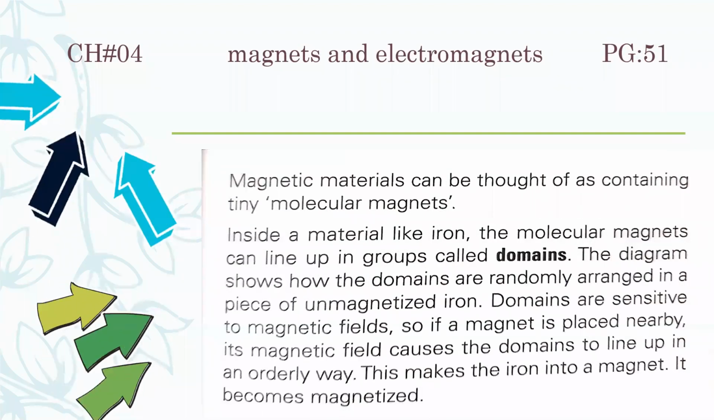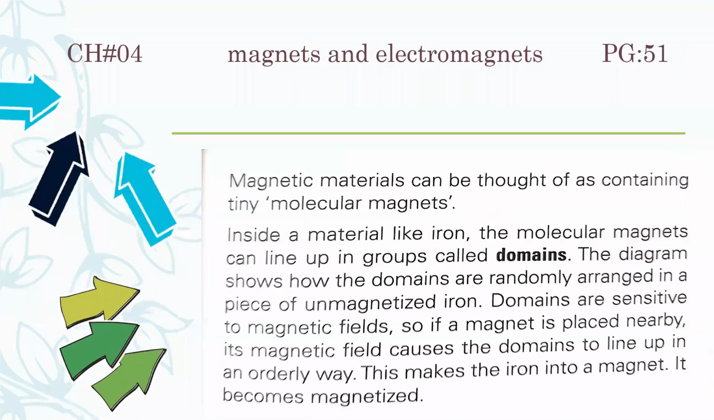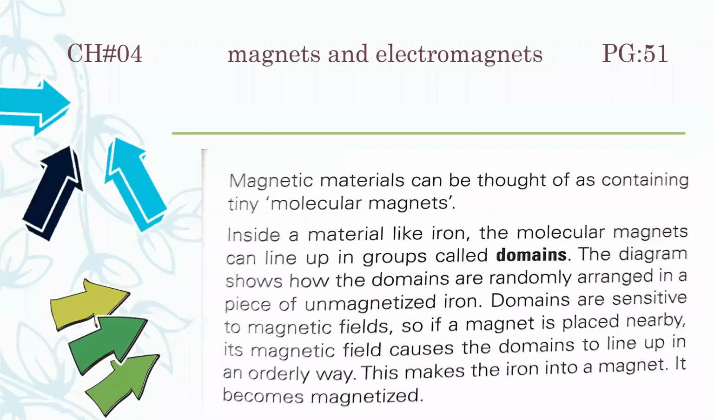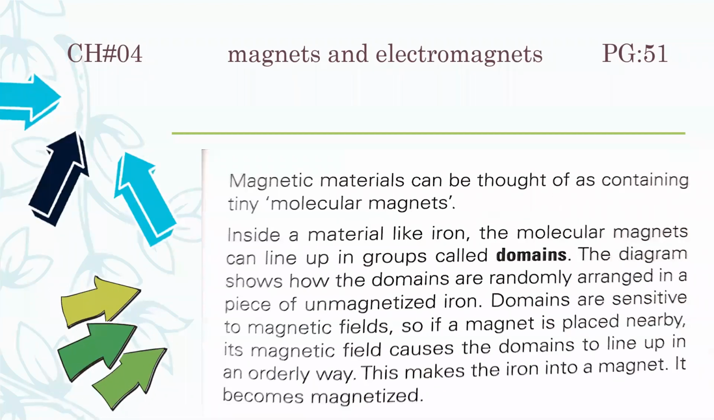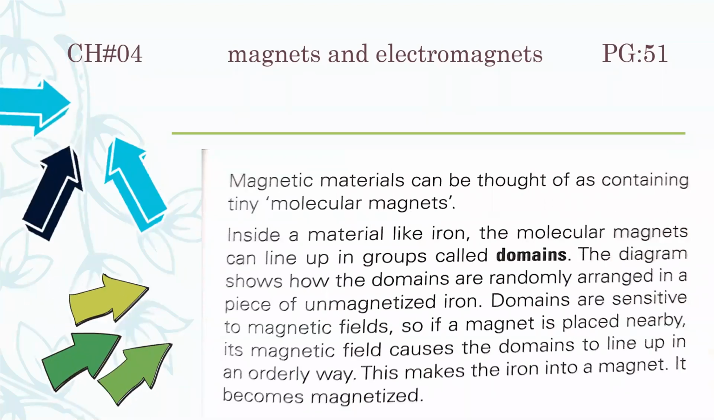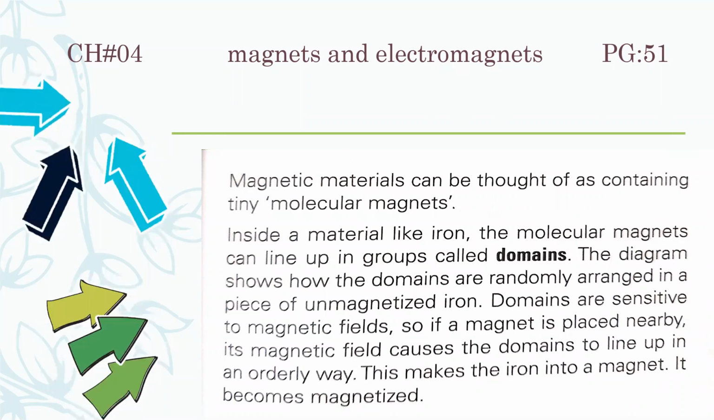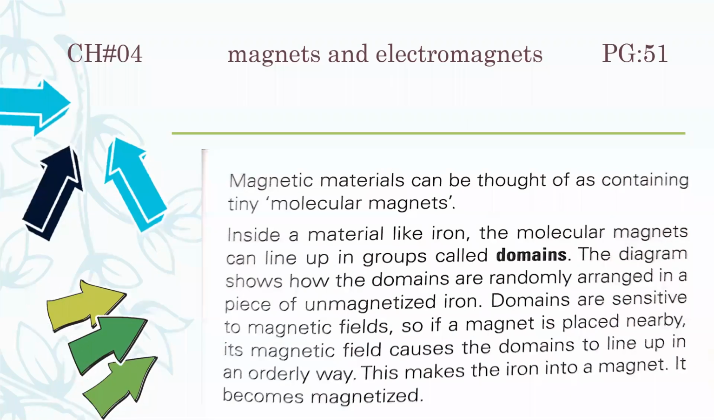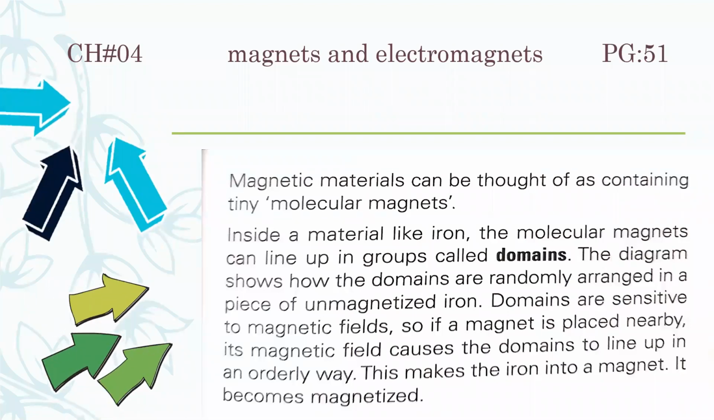Okay, you can see here in these figures, this is the direction of the atoms or the domains before applying the external magnetic field. Magnetic materials can be thought of as containing tiny molecular magnets. You can see here these are the tiny molecular magnets. Inside a material like iron, the molecular magnets can line up in groups called domains.